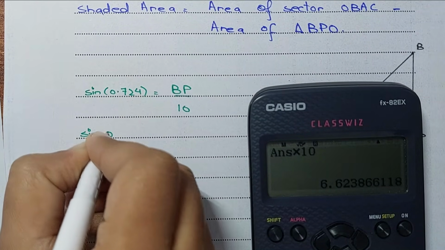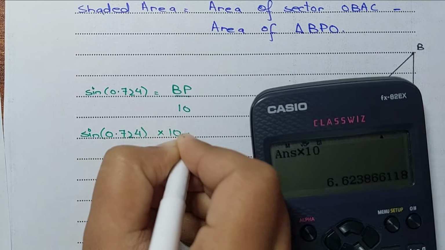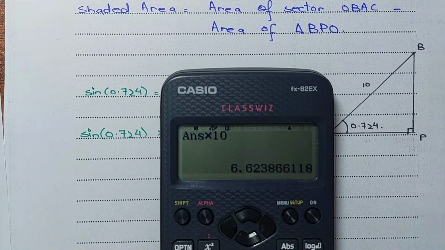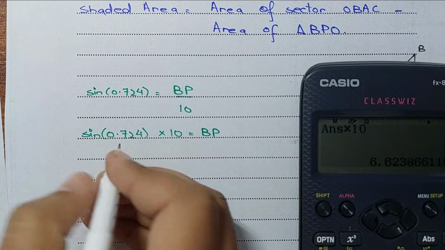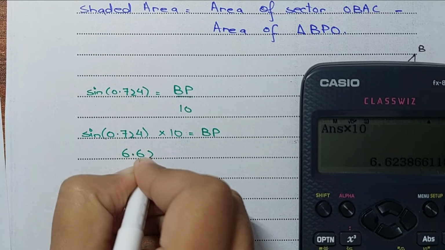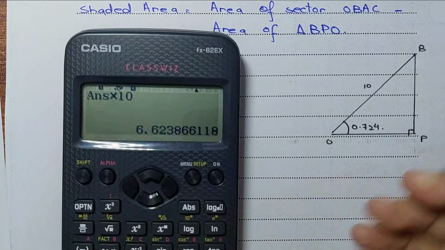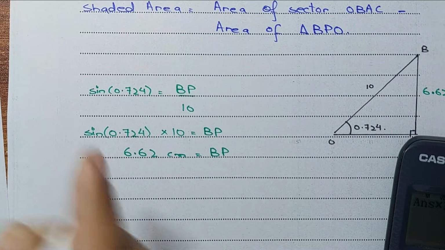Sine 0.724 multiplied by 10 is BP. So the BP is 6.623 or 6.62. 6.62 centimeter is the length of BP. Same we have to do for cos.